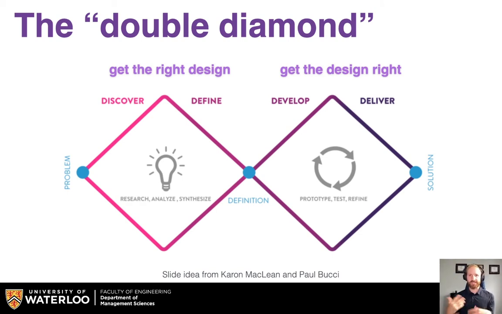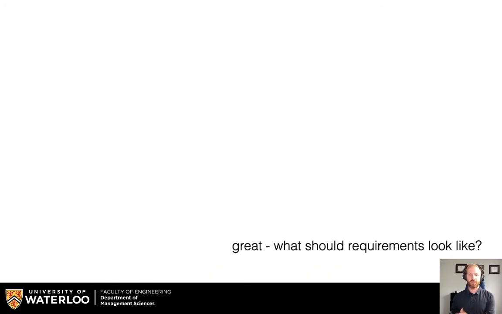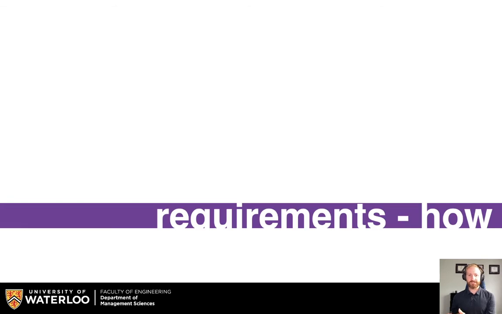Now, if we want to act agilely, you'll go back and forth, but you can separate these two steps to really think critically about what you should be doing in any step. And the linchpin of this double diamond is the requirements definition right in the middle. So let's talk about what requirements should look like. Here's how to define some good, effective requirements.